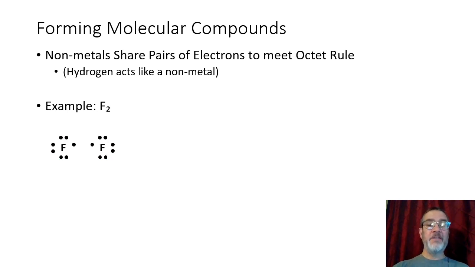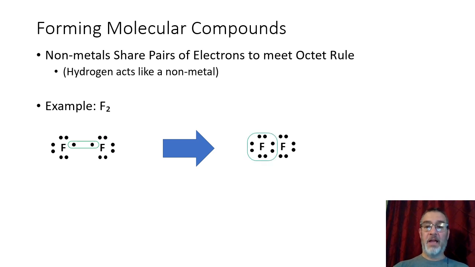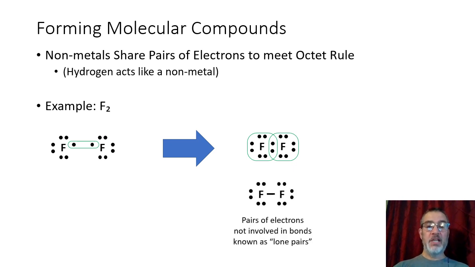If we take a look at F2, each fluorine has 7 valence electrons. Each fluorine wants 8. But if fluorine were to share that pair of electrons, then each fluorine obeys the octet rule by sharing that pair. So the fluorine on the left thinks it has a full octet, the fluorine on the right thinks it has a full octet, and both fluorine atoms are happy because they have their full octet. We could replace that pair of shared electrons with a single line, just like we did before. So that single line represents two electrons.